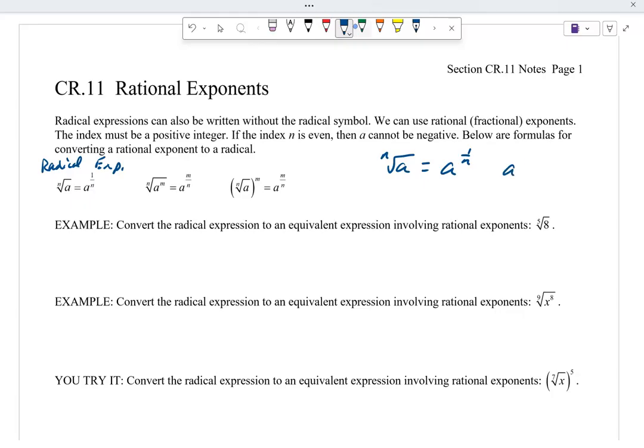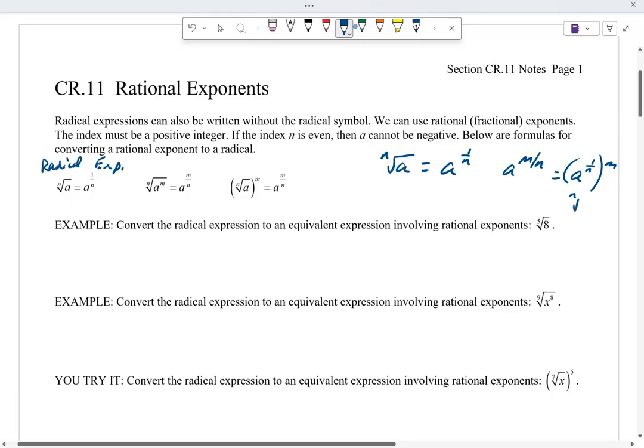A to the m over n can also be written as a to the 1 over n power, to the m. Because if you notice, 1 over n times m will give us m over n. So it's the same thing, right? Or you can write that as the nth root of a, all to the m power. However you want to think about that.